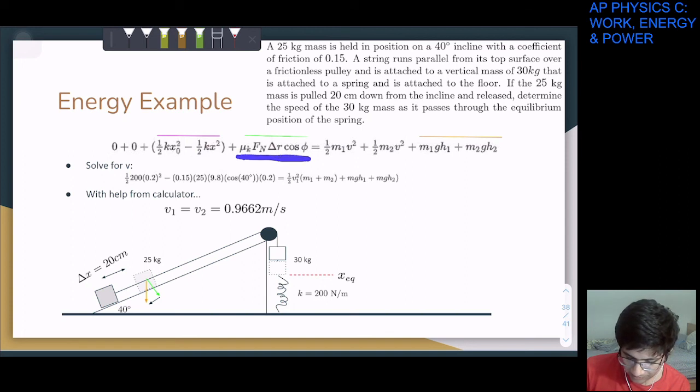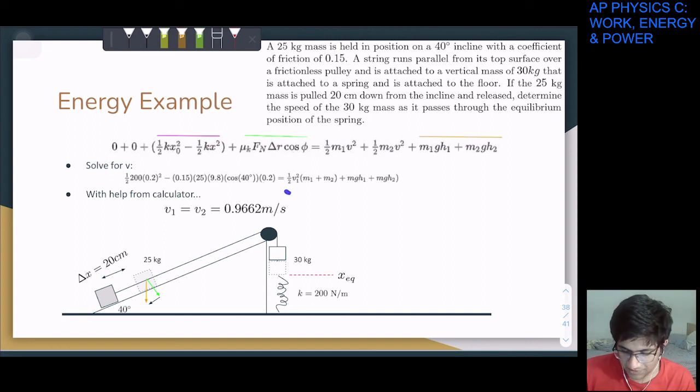This is our, it's minus, right? Because the cosine of phi, we said phi is 180, so we get a -1. So minus mu k fn, which is m times g, times the cosine of 40 degrees, which gave us the specific component of gravity that balances out the normal force, times r, which is 0.2.